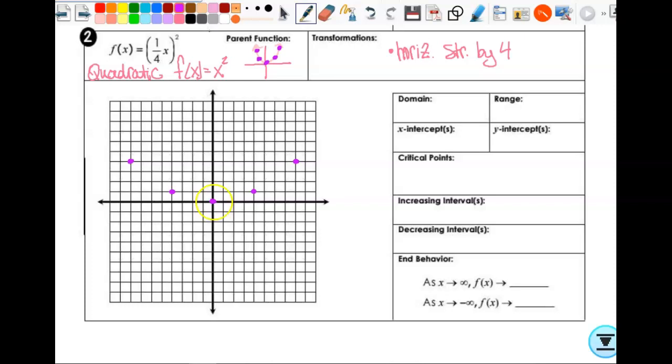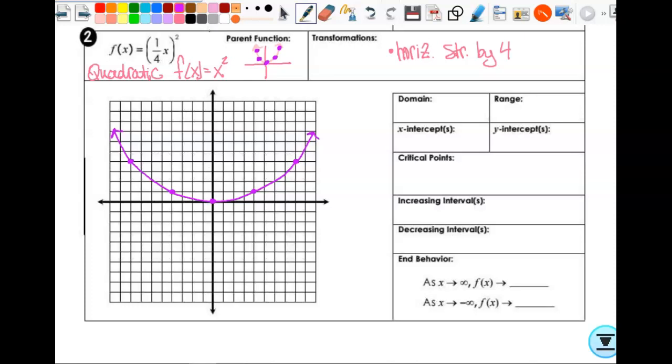Then I just do my best to sketch in what a parabola looks like, and I missed my point, but this is not an art class. It doesn't have to be perfect. It should be better than a sketch, but as long as you're making an honest effort and your points are correct, then you're fine. That's why having the points in the right place is so important. Okay. Any questions at this point?